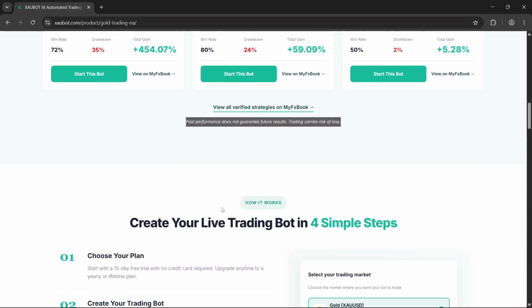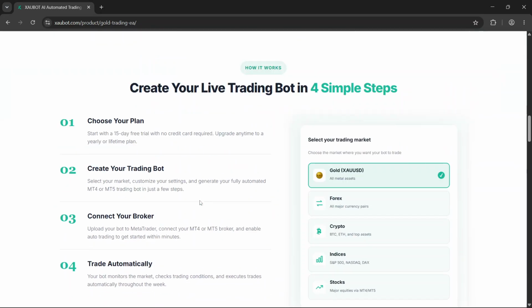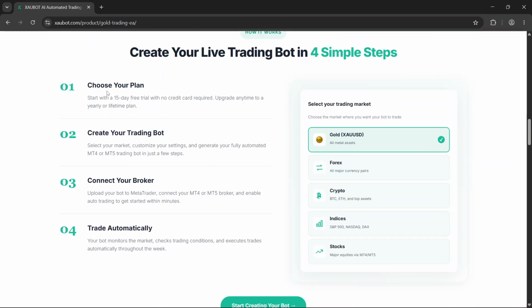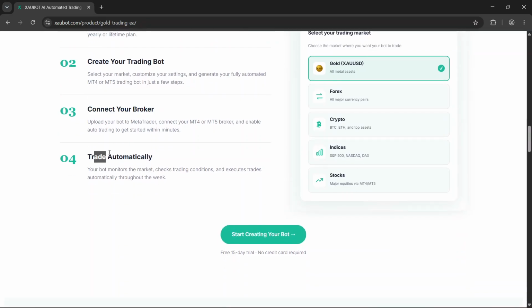On the features side, the marketing is pretty heavy. The push is that you can trade gold, forex, crypto, stocks, and indices from one platform. Multiple symbols on a single bot, with risk settings from low to aggressive or fixed lots. And they say you can choose your plan. Start with a 15-day free trial with no credit card required. Create your trading bots, isolate your market, customize your settings, and generate your fully automated MT4 and MT5 trading bots in just a few steps. And then you can connect to your broker and trade automatically.